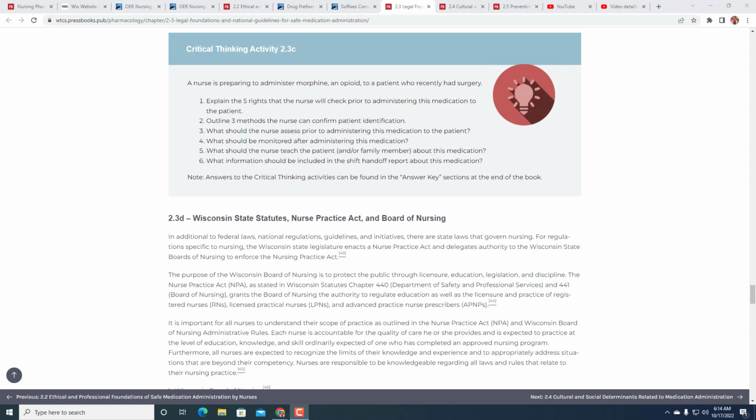Number 4, what should be monitored after administering this medication? Well, again, we're monitoring respiratory rate, that oxygenation level, the sedation status, and then, is it effective in treating the pain? Is it doing its job? Okay. Number 5, what should the nurse teach the patient and or family member about the medication?